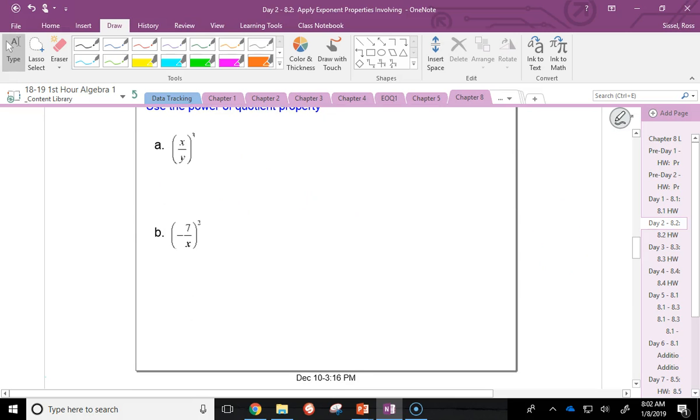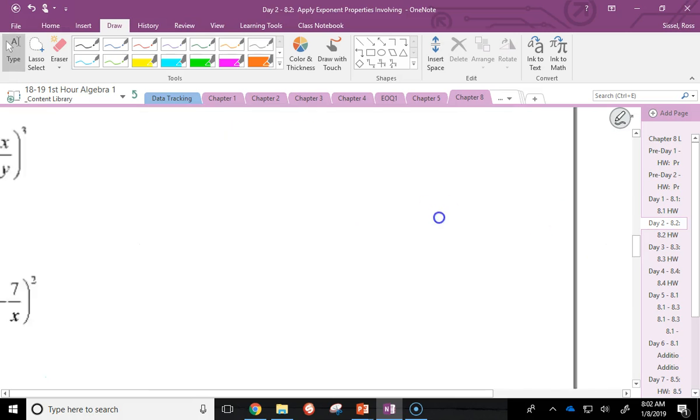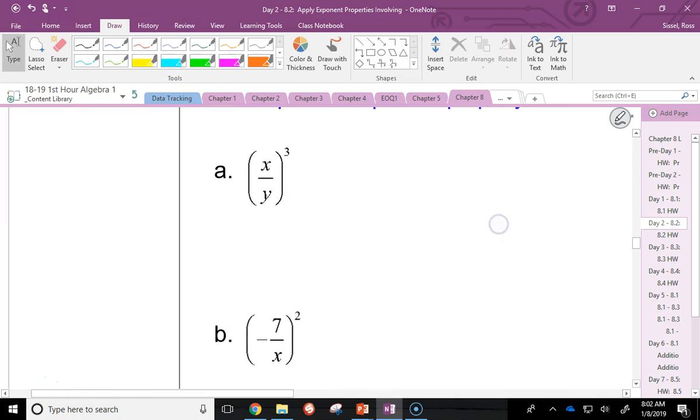All right. Use the power of a quotient property. I'm going to zoom in and see if I can see this right. So I kind of discussed this on our warm-up. See if you guys can throw this out. What do you think this would be? X to the third all over y to the third.